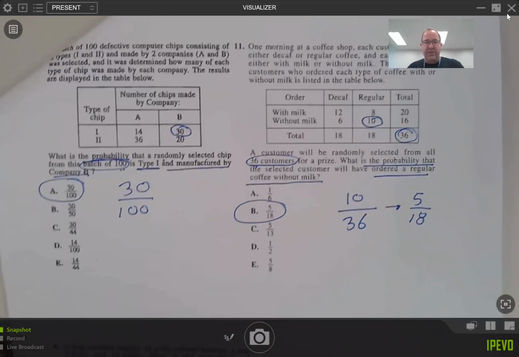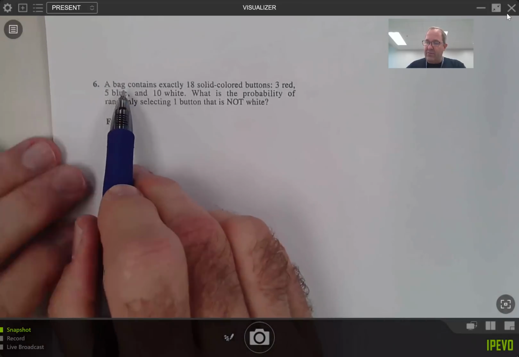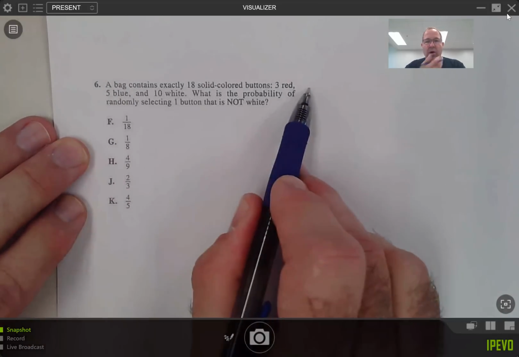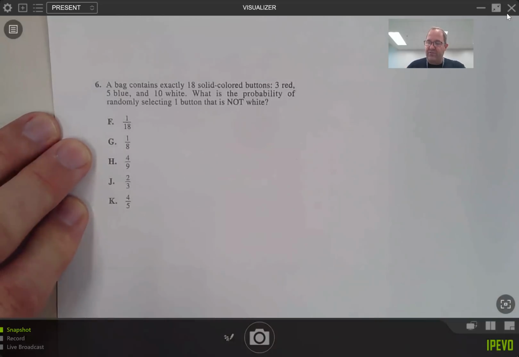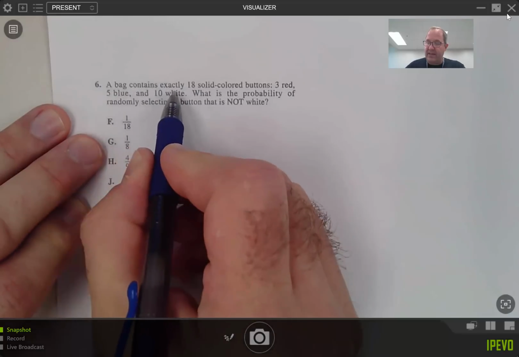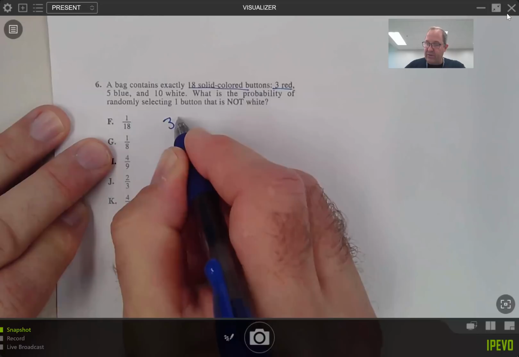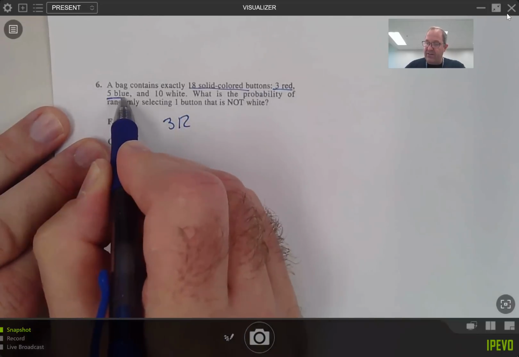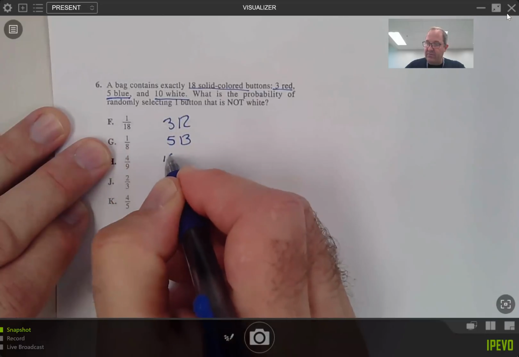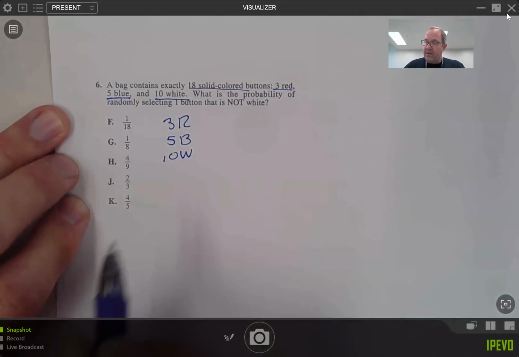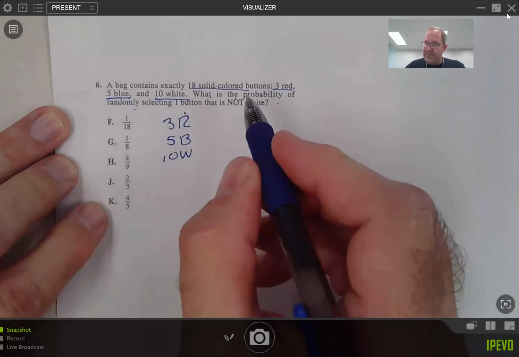Now, there's a concept here on question 6. Again, remember, when you're reading, you always want to write down the information because it makes it easier to figure out the problem. They tell us that a bag has 18 buttons. There are 3 red. So I'm going to say 3 red. There are 5 blue. And there are 10 white marbles. Okay. They want to know what is the probability of randomly selecting one button that is not white.